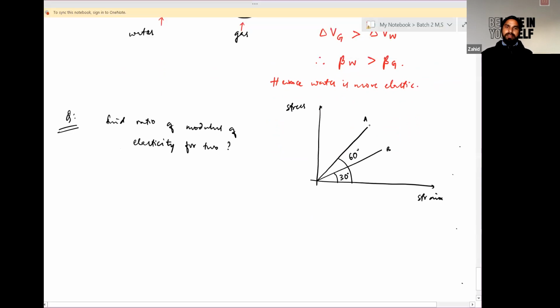Suppose for A, whose inclination is 60 degrees, you will say modulus of elasticity of A will be tan 60 degrees. Similarly, for B, inclination is 30 degrees, so modulus of elasticity will be tan 30. Now put the values of these two terms and divide to get the ratio. Try to solve.